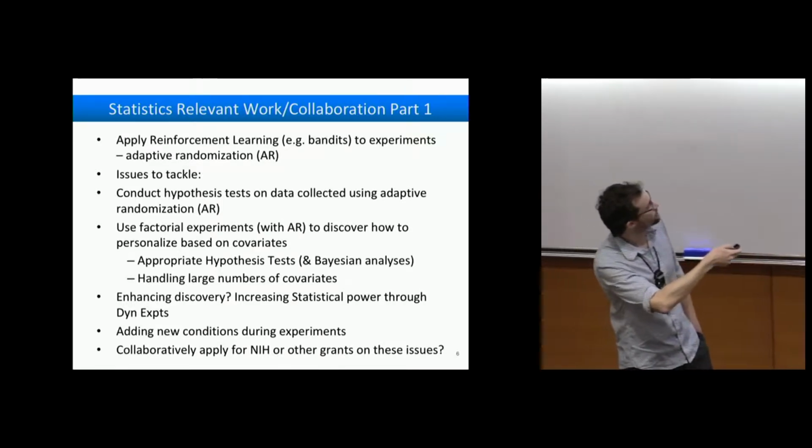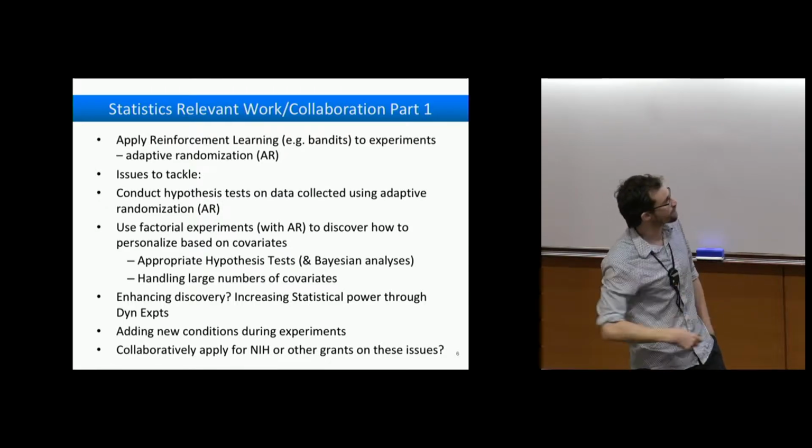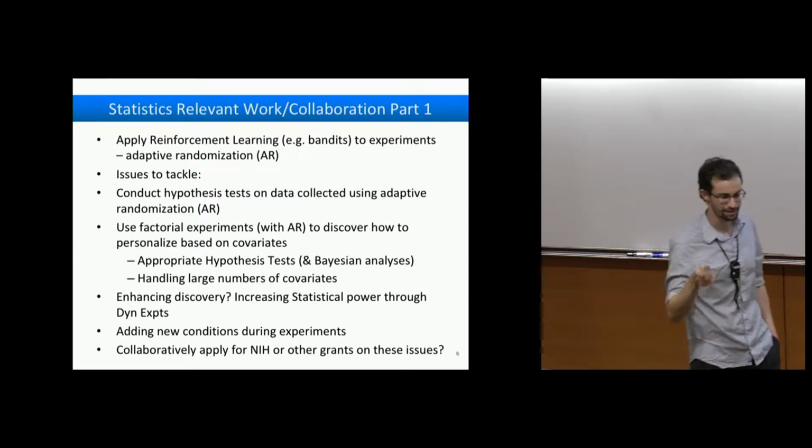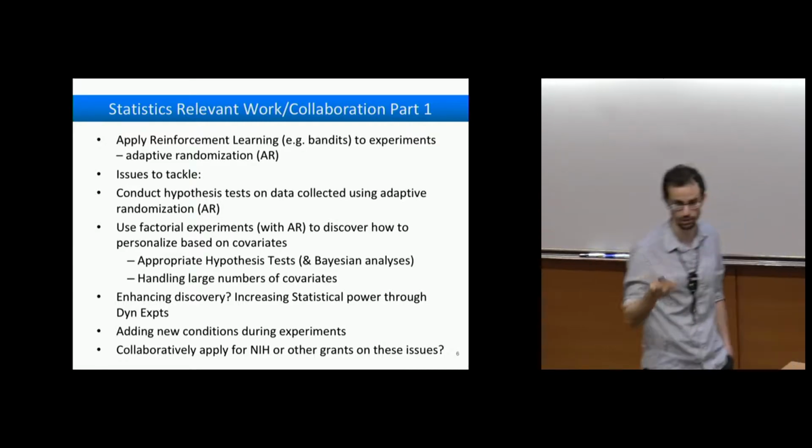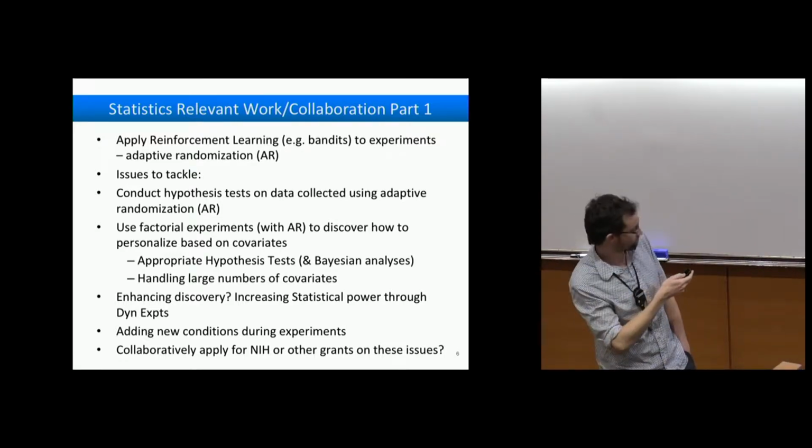And as I mentioned, I'm really open to applying collaboratively for NIH and other grants. I'm not sure how it works in stats exactly. I think you normally want a behavioral PI. I can help to find people or help in writing those kinds of grants.